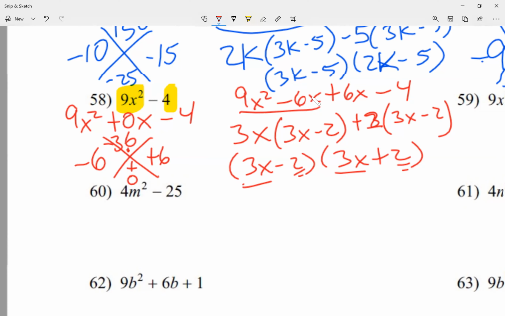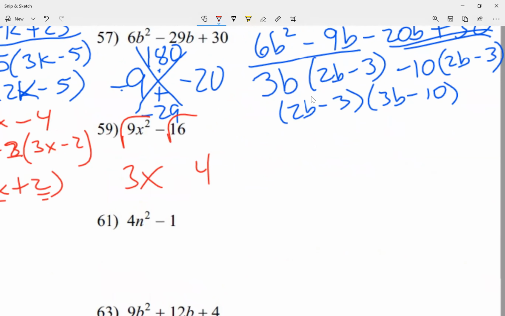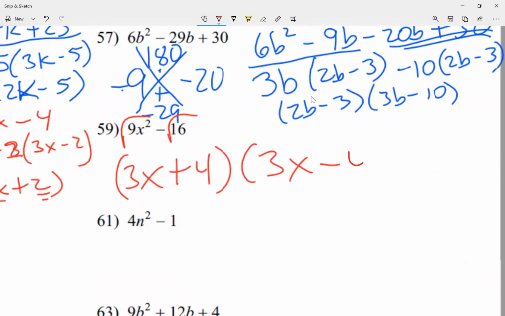So let me do the short way on this next question. I can do it the long way, but let me do this the short way. When I do the square root of 9x squared, that gives me 3x. When I do the square root of 16, that gives me a 4. So my parentheses, one of them is going to be 3x plus 4, and the other one is going to be 3x minus 4. One of my parentheses has a plus sign. One of them has a minus sign.